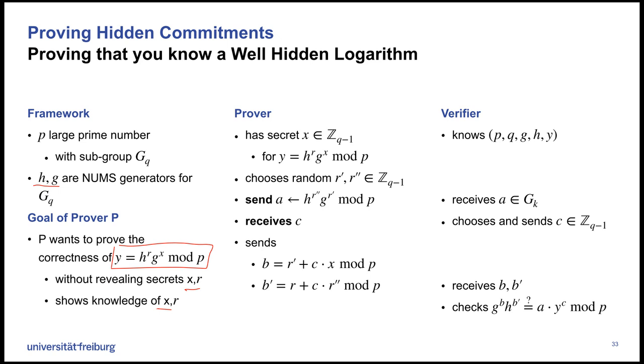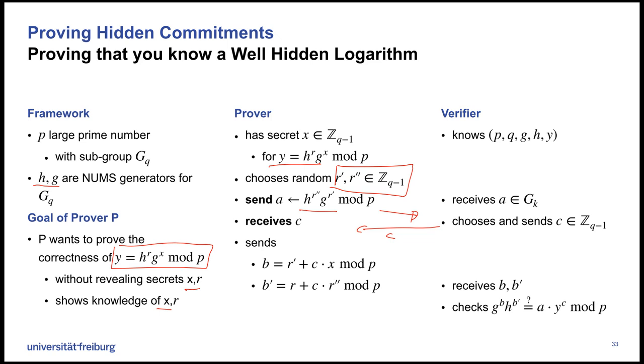So this is given. We choose 2 random numbers, and we do another hidden commitment with these 2 random numbers, R prime prime and R prime. Okay, and that's what we send. So we send another number which consists of H and G. Now we do a challenge again. So this is the challenge. And now we do the following.